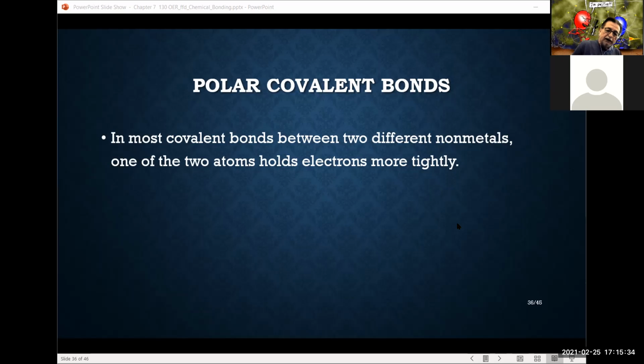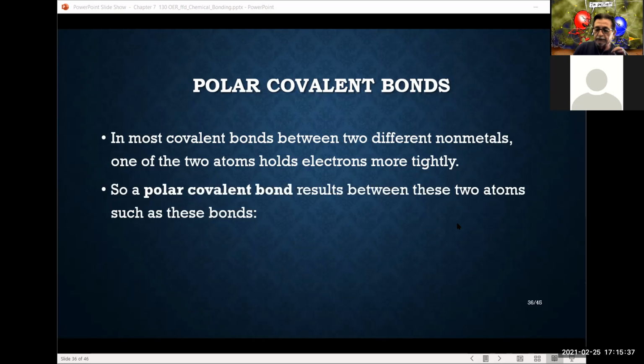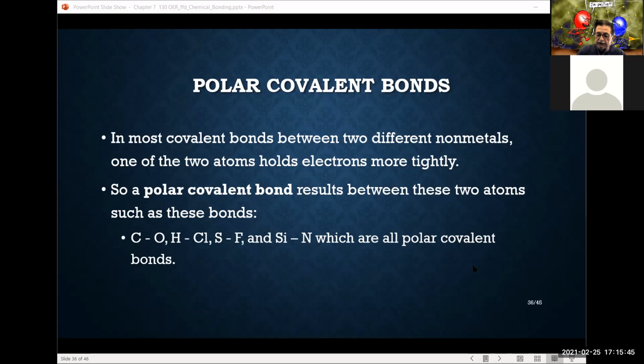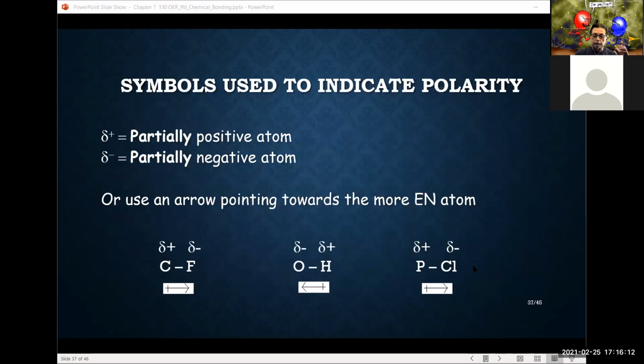Now, with respect to polar covalent bonds, it's going to be polar because one of them has a higher electronegativity than the other. So some examples would be as follows: a carbon-oxygen bond, two different elements, right? AB, polar bond. A hydrogen and a chlorine bond, two different elements, polar bond. Sulfur and chlorine, definitely polar bond, two different elements. Silicon and nitrogen, again, two different elements. Therefore, all of them are polar bonds, okay? All of them.